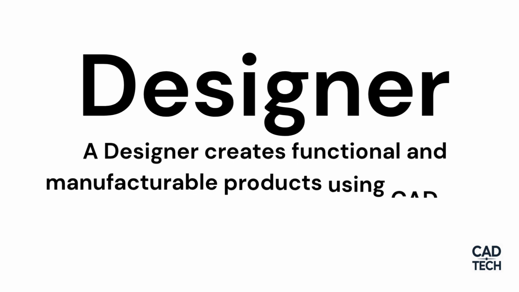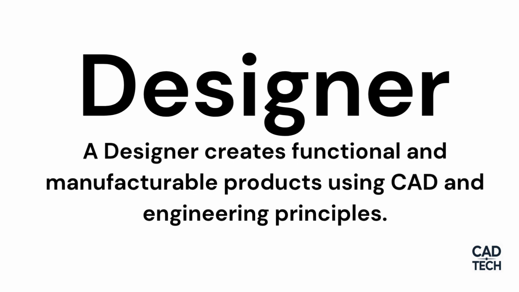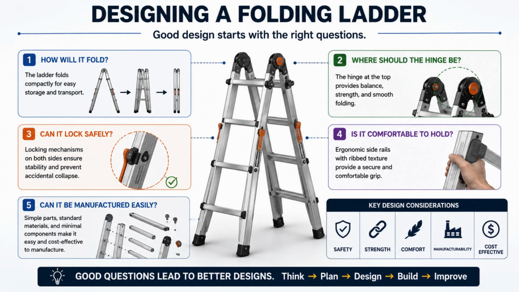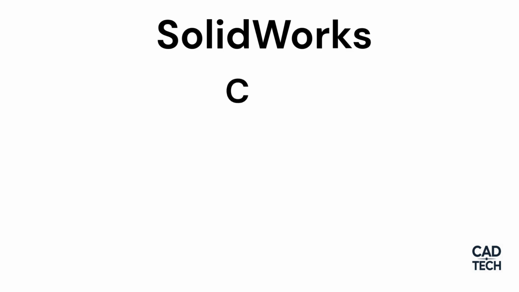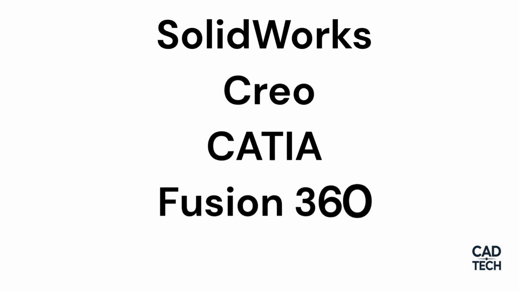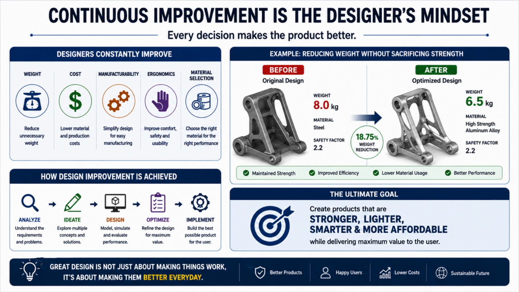Unlike the drafter, the designer actually creates the product. Imagine you're designing a folding ladder. The designer asks questions like, how will it fold? Where should the hinge be? Can it lock safely? Is it comfortable to hold? Can it be manufactured easily? Using software such as SolidWorks, Creo, CATIA, Fusion 360, or NX, designers build complete 3D parts and assemblies.